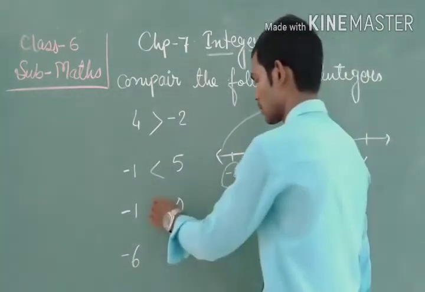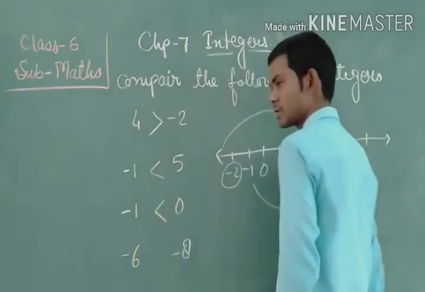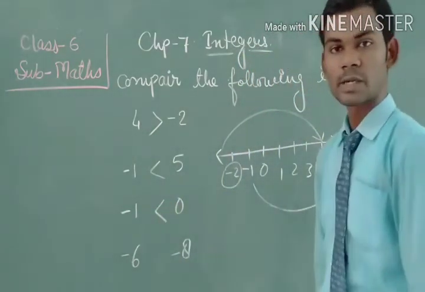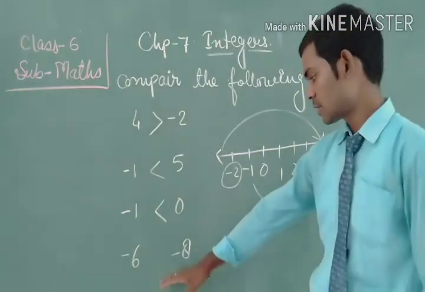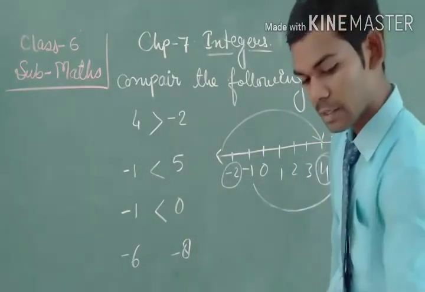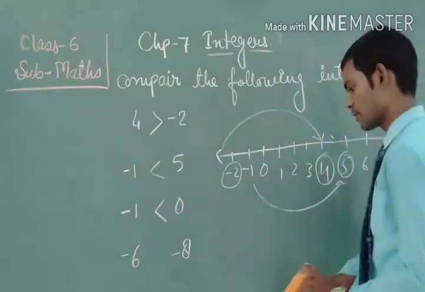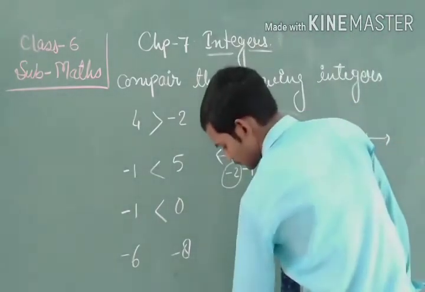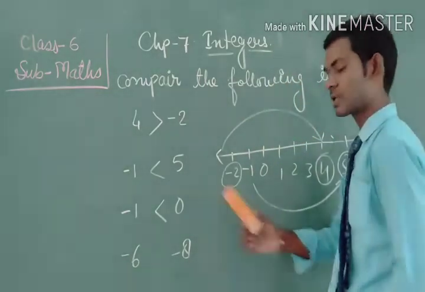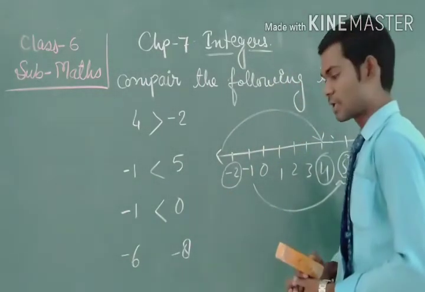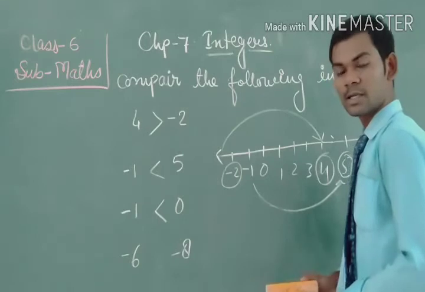Therefore it is obvious that 0 is greater than -1. Similarly, in the next question, if I draw the new number line, then we can easily find which one is greater. Here we cannot say that the number 8 is greater than 6, therefore -8 is greater than -6.